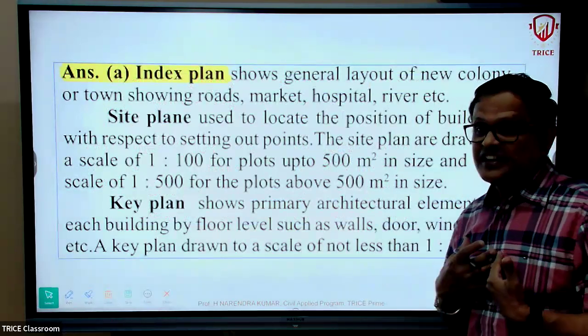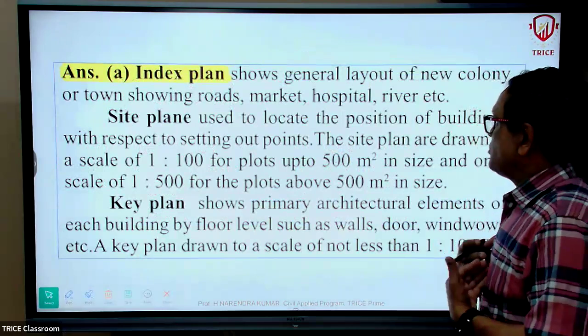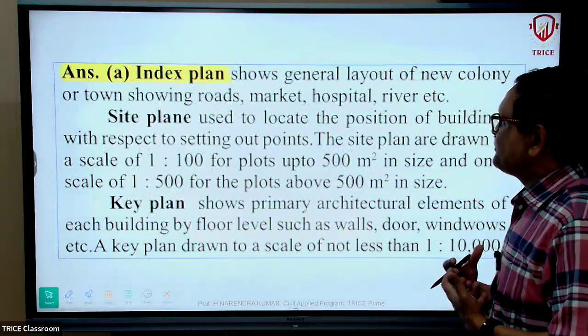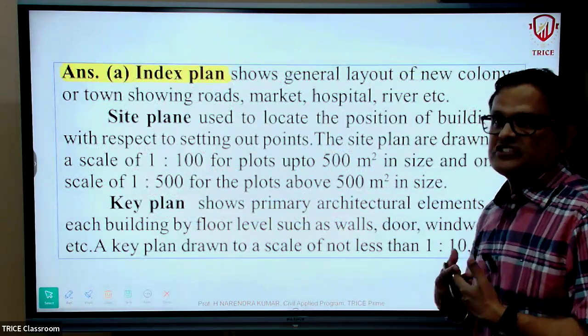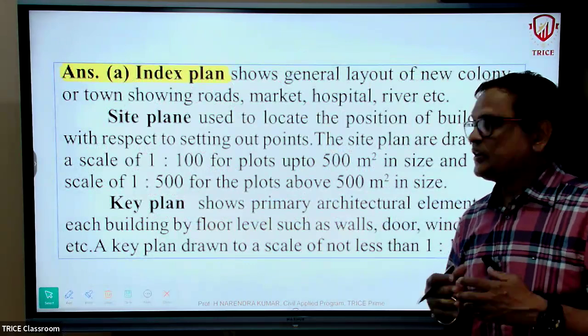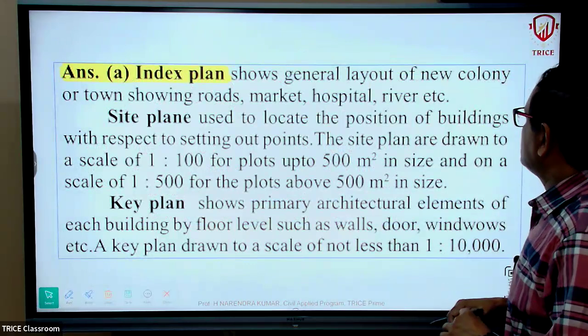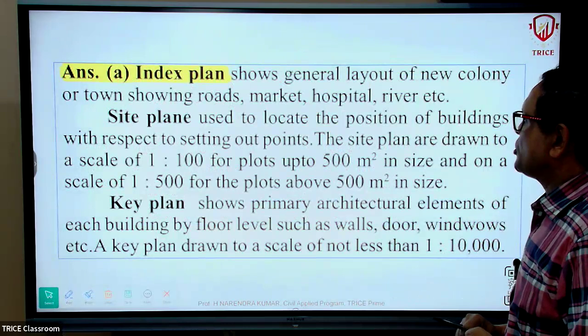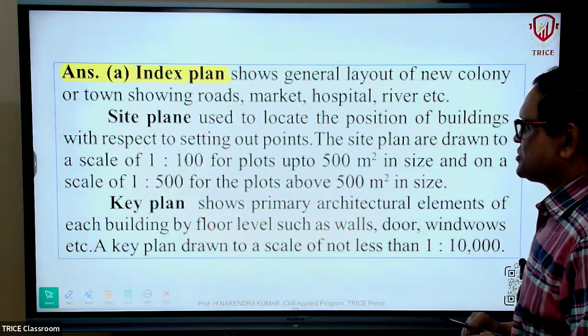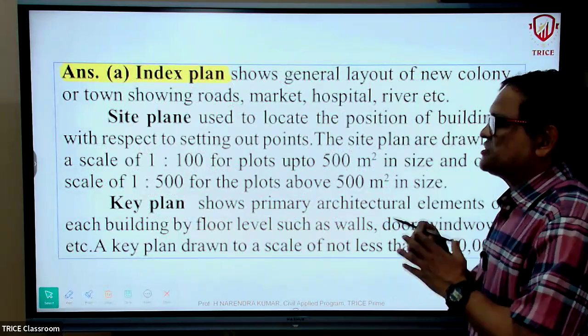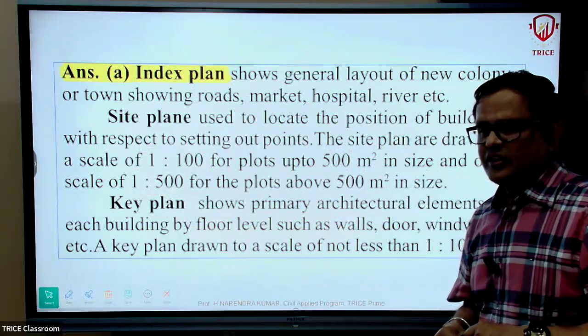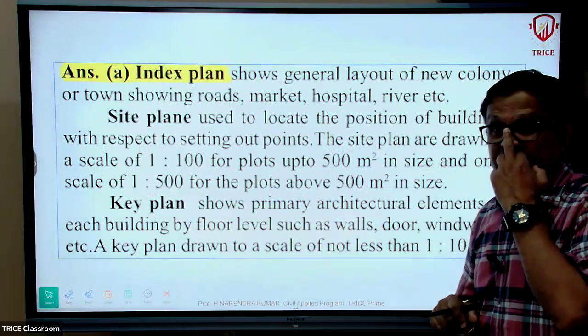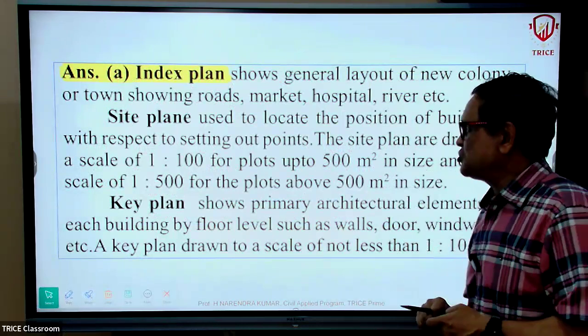So we need to create the index plan, and most of the time it is created not to scale, so that you will get an idea of the general layout of the new colony or town showing roads, market, hospital and river, and from where I can start my surveying. What are all the scales to be taken care of, and so on and so forth.